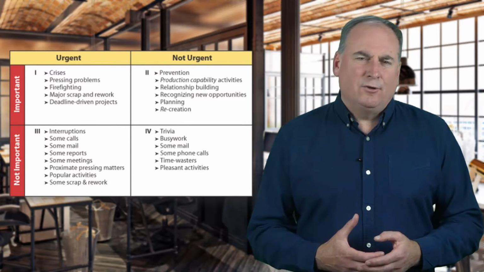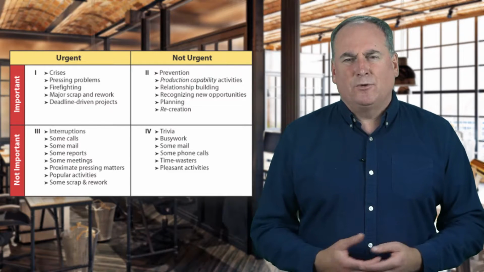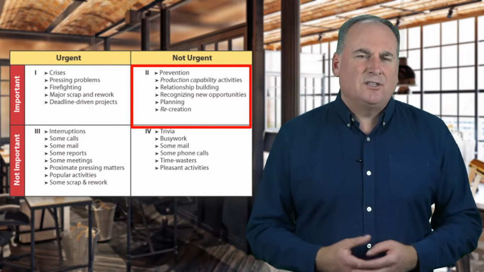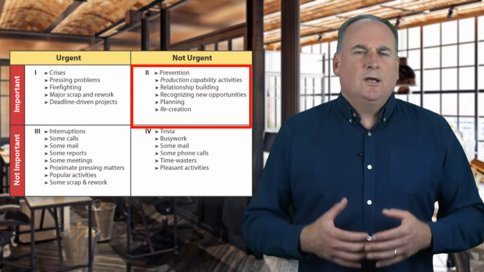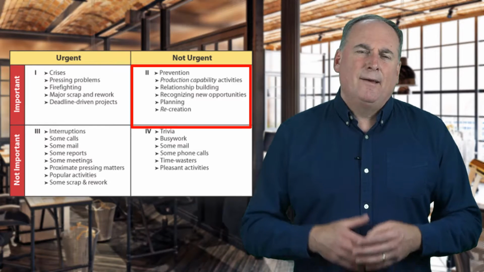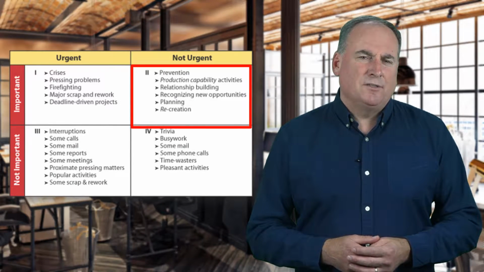As business owners, where we need to spend the majority of our time is in quadrant number 2. This is the stuff that is important to the business but is not necessarily urgent. In other words, no one is holding a gun to the business owner's head, making them do things that basically amount to preventative maintenance in some cases.